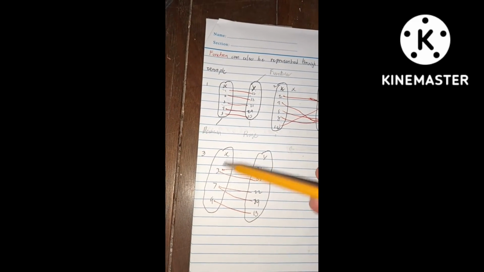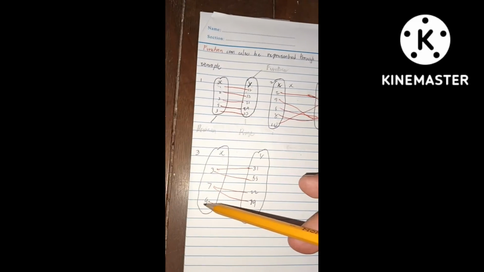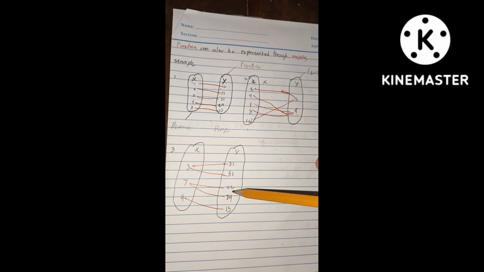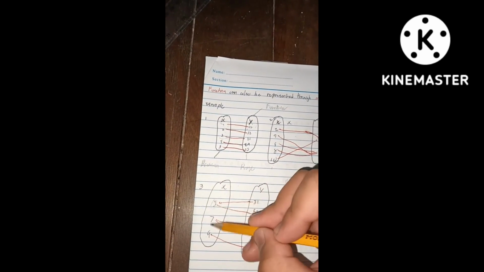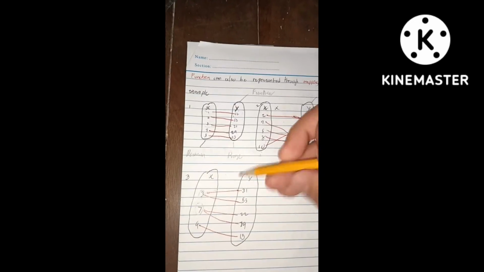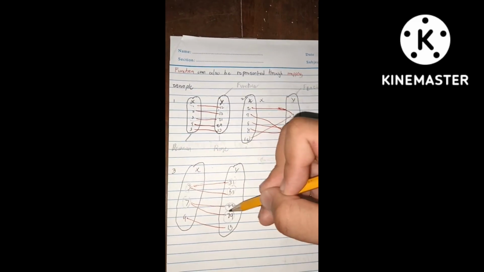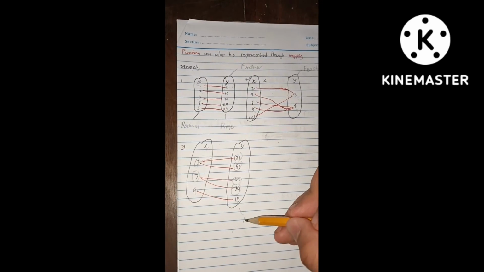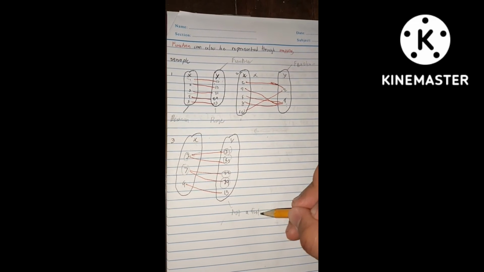And then we have number 3. As you can see, in our domain we have 3, 7, and 9, and our range is 31, 55, 22, 19, and 15. Now 3 is paired to two values, 13 and 15, and 7 is paired to 22 and 19. So this is not a function.